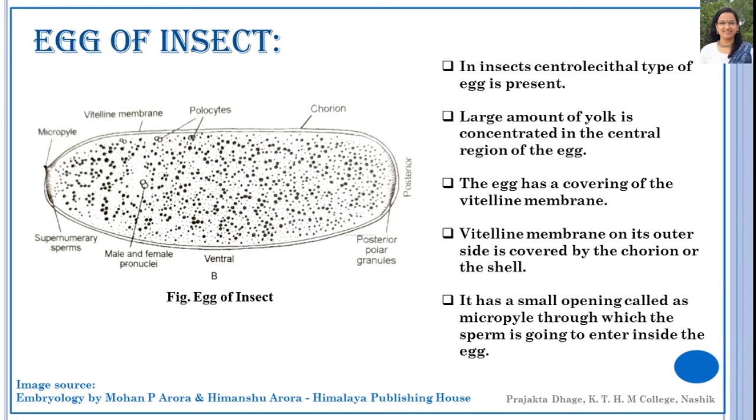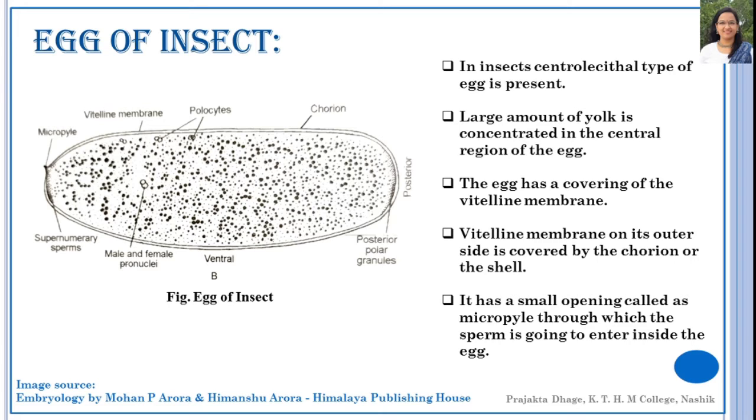Whatever is required till the young one hatches, or till the embryo hatches and is on its own, or till the placenta develops, will be stored in the egg. Okay, so let's talk about the types of egg.